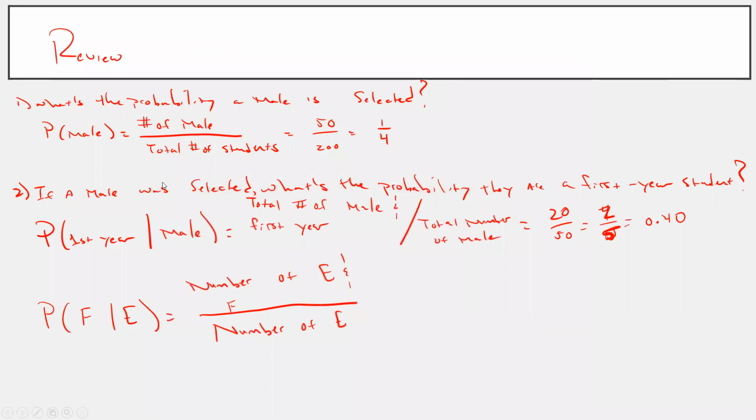All right, let me do one last type of problem we haven't really talked about in going over the homework, or done before. So one more review type problem. This is going to be the general multiplication rule for dependent events.